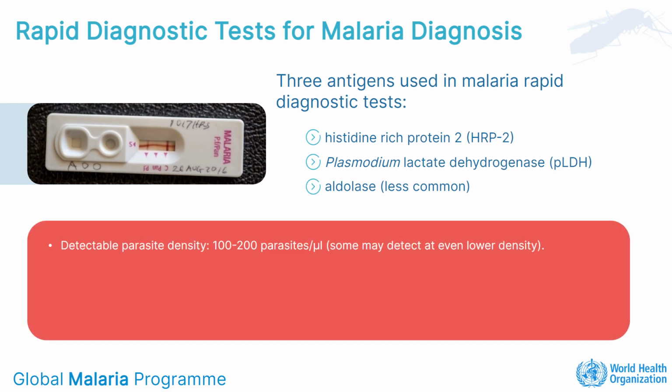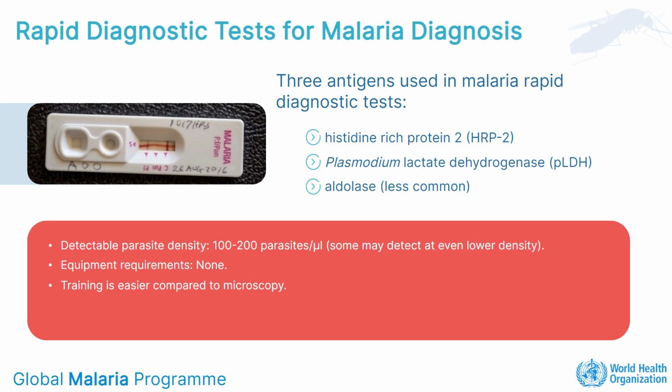RDTs have a similar limit of detection as microscopy, between 100 and 200 parasites per microliter. And when products are tested by WHO for qualification, they must be sensitive at this limit of detection. RDTs do not require specific equipment, although supplies such as gloves, lancets, alcohol wipes, pipettes, and buffer solutions are needed. Additional advantages of using RDTs over microscopy include a shorter training period, shorter time to results, about 15 to 20 minutes, and more objective interpretation of results.